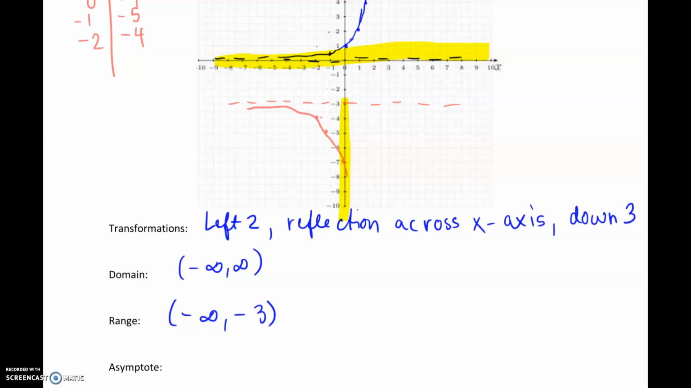Last thing we want to write down is the asymptote. So this time it's a horizontal asymptote, which is y is equal to -3. Always make sure you give an equation.